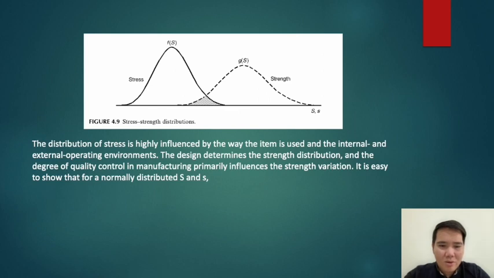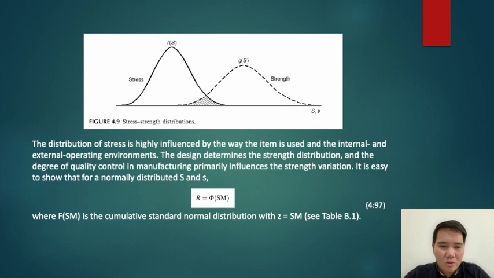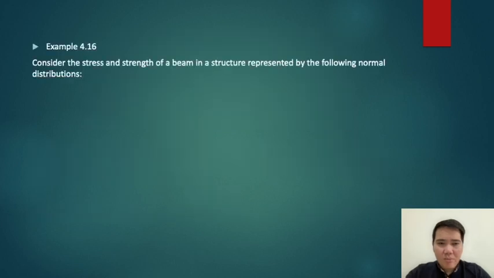It is easy to show that for normally distributed big S and small s, R equals Φ of SM, where Φ is the cumulative standard normal distribution with Z equal to SM. See Table B.1. Example 4.16. Consider the stress and strength of a beam in a structure represented by the following normal distribution.